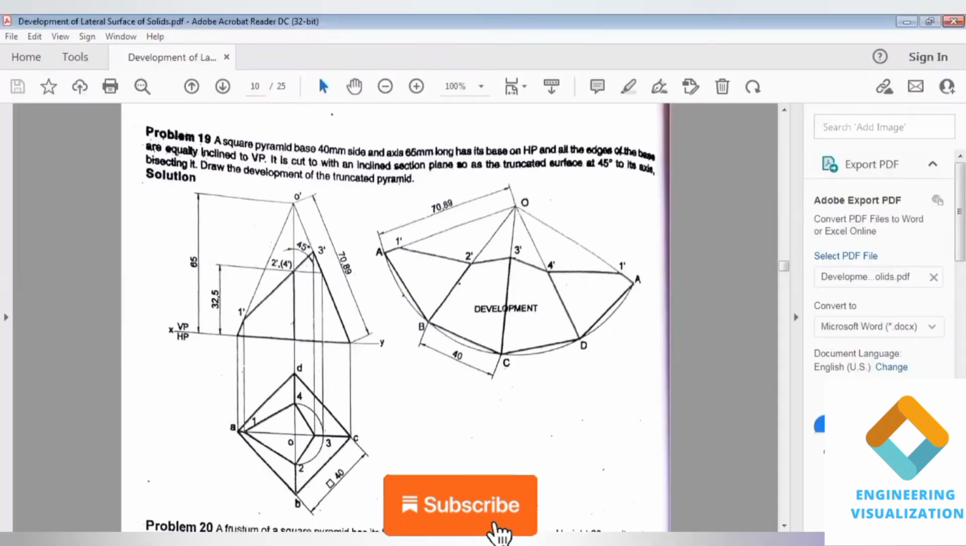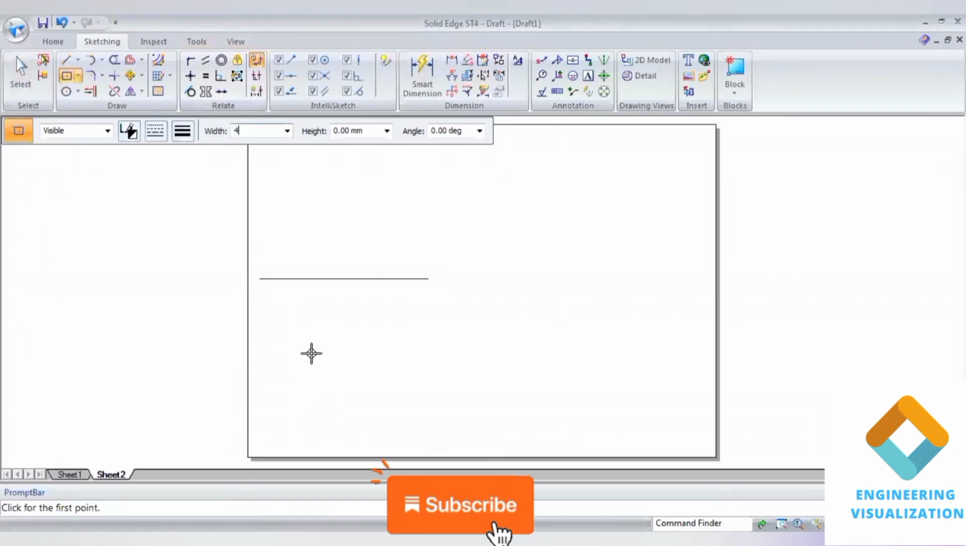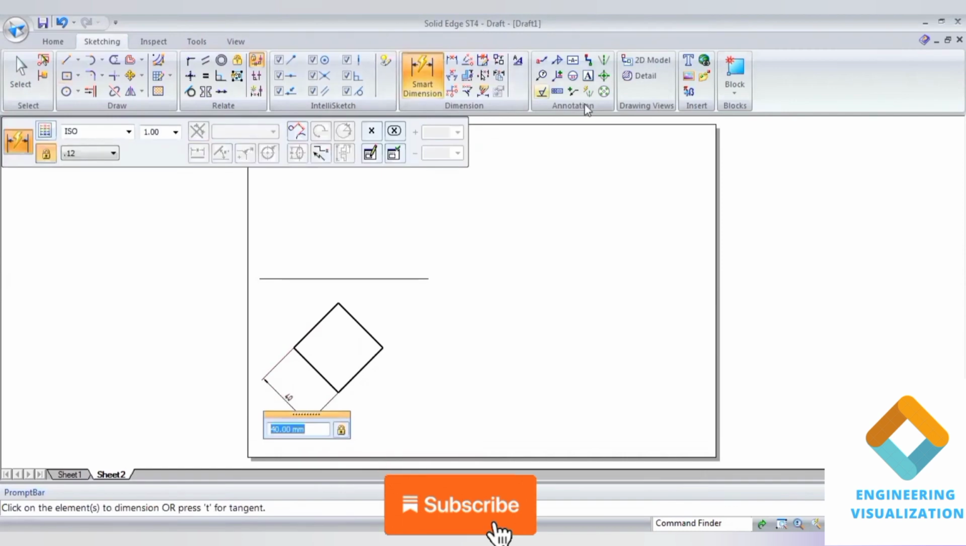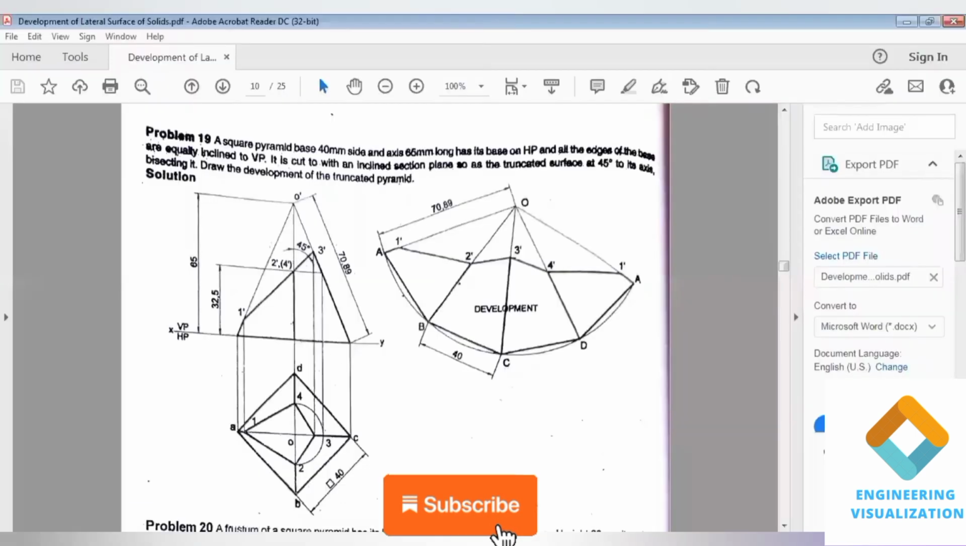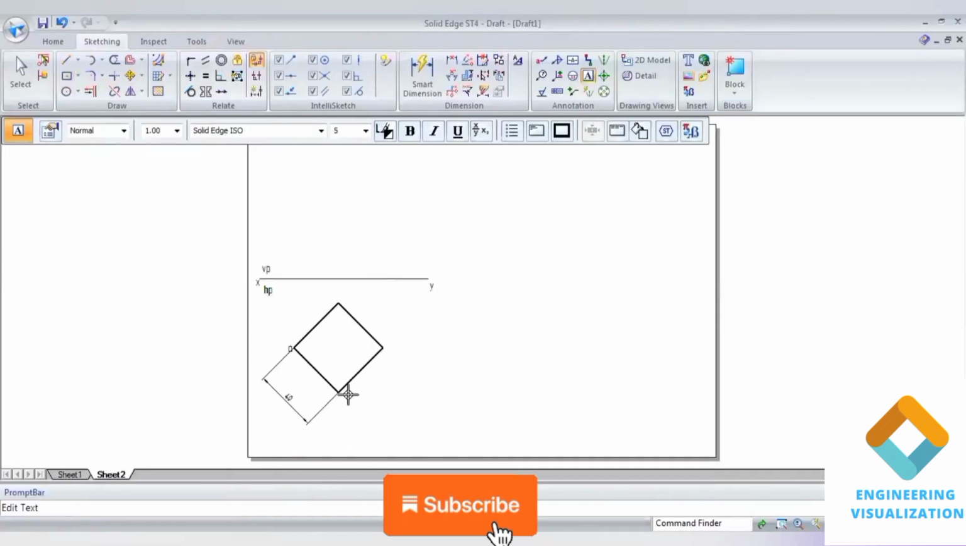So go to rectangle by center. Here the width and height we have to give, that is 40 and 40, and angle will be 45 degrees. So this is how we construct the square with respect to corner position. Okay, show the dimensions and write down the namings for it. Write XY, HP, VP, and draw the projection lines upward to construct the front view. So here top view notations can be written ABCD.